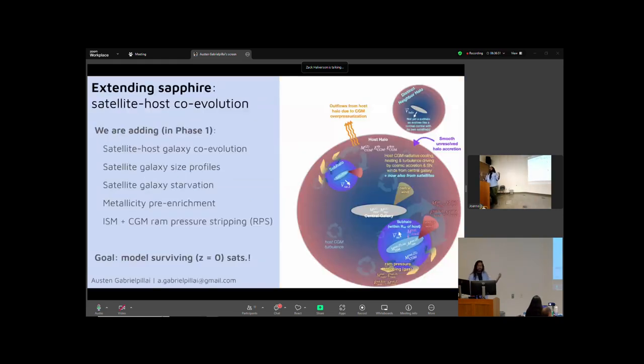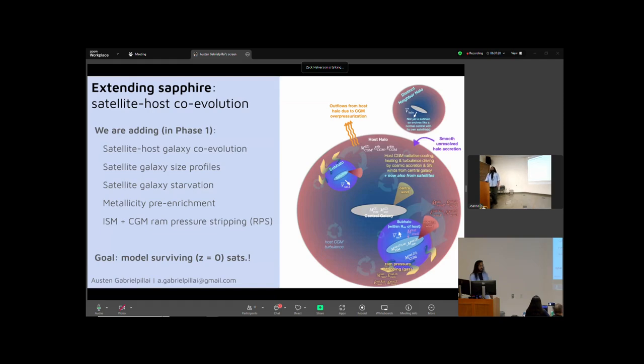And as he's addressed, Sapphire, great model that it is, does not currently have satellite galaxies. And so it's been an effort and endeavor on our part to add satellites so that they can be co-evolved with their host galaxy. And so we've broken this up into a two-part problem. This first phase, which I'm describing here, is to model the surviving satellite population so that we can understand what physics we need to be adding to get our surviving satellites to look relatively right to observations.